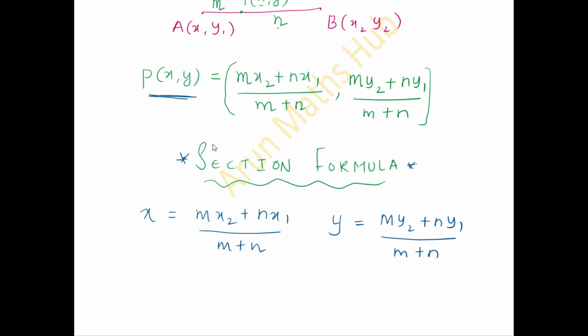Do repeat with me, students. The coordinates of point P of x comma y is given by section formula, that is m x2 plus n x1 divided by m plus n comma m y2 plus n y1 divided by m plus n. I have taken the ratio as m and n. In the textbook it is m1 is to m2. It is same as m is to n.